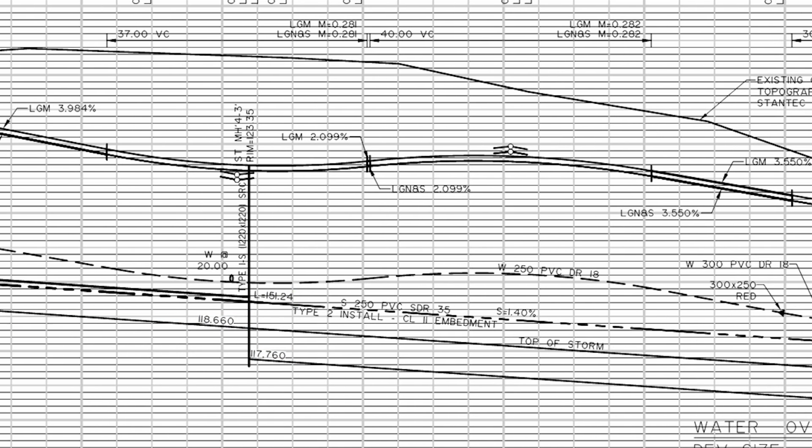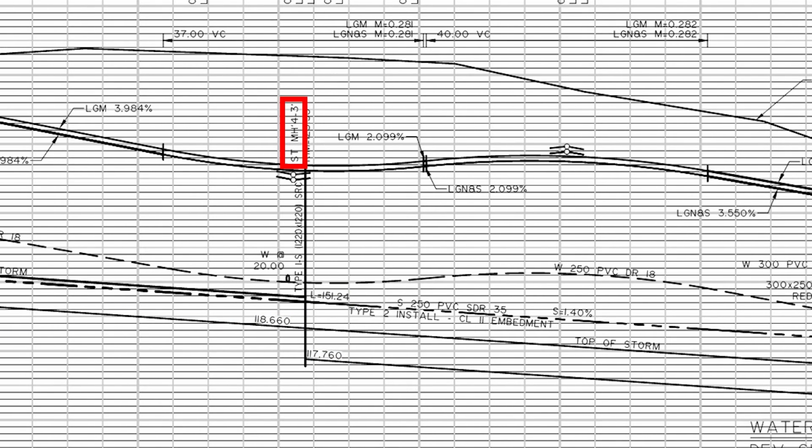In this example, the manhole is labeled as STMH, or Storm Manhole 4-3. It is a Type IS with dimensions of 1220 by 1220 millimeters. The rim elevation is 1123.35 and inverts at 1118.660 and 1117.760. From this information, you can assume if you look down the manhole, you would see two connecting pipes, one about 4.5 meters down from the rim, and another about 5.5 meters down.